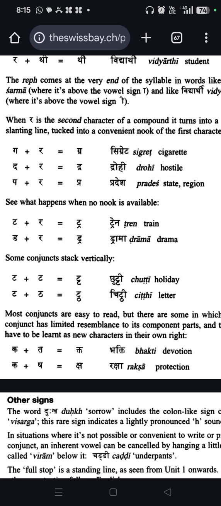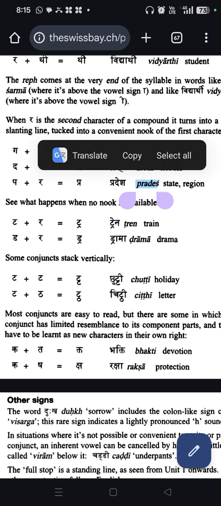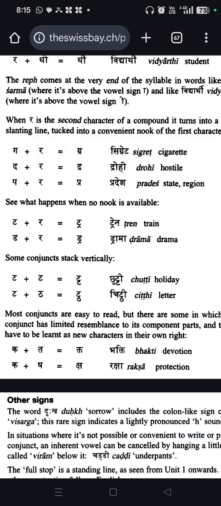Pradesh. This is sort of related to the word paradise. Pardesh. Oh yeah, speaking of this, there's a song called Pardesi. Oh, it's a great song. I mean, some of my family members love it, and they have good taste.